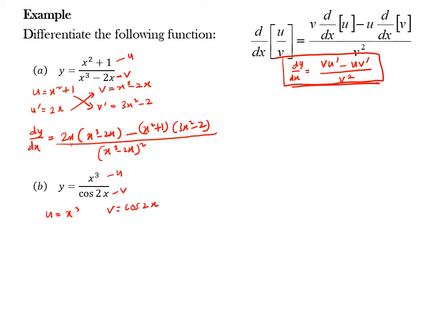Okay, I hope it's clear. So u prime is equal to 3x squared, v prime is equal to negative 2 sine 2x. So your dy over dx is equal to 3x squared times cos 2x plus 2x power 3 sine 2x. That's it, in the simplest form.